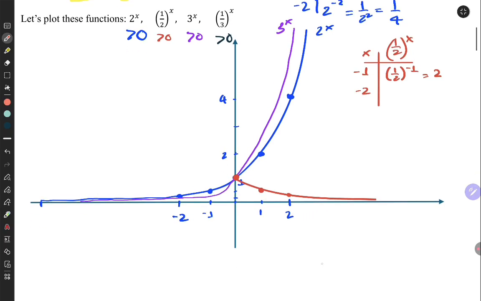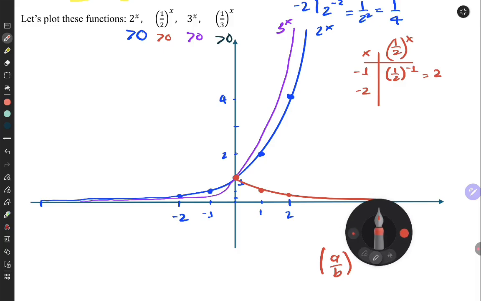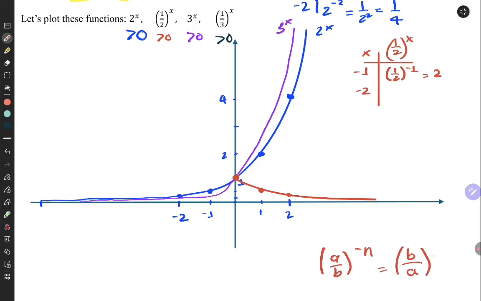What is the property that I use there? If you have a fraction to a negative power, you literally can flip that and change the power. Ideally when you do exponentials and you see a negative in the exponent, try to get rid of that first, and use some property. So this is one of the properties: a fraction with a negative exponent, flip it upside down, then you can get rid of the negative sign. That's what happened there.